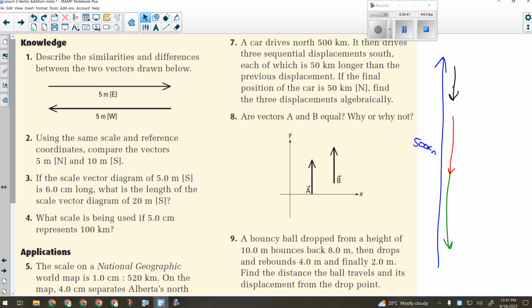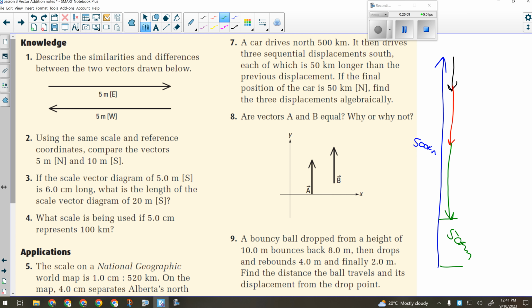That should have been easier. Okay, so now it ends up that I end up 50 kilometers north of where I started. So this is the vector part. If my total displacement is 50 kilometers, what do the three segments add up to? 450. Okay, so that's the only reason we need to do the vector part, is so that we know this part here is 450 kilometers.